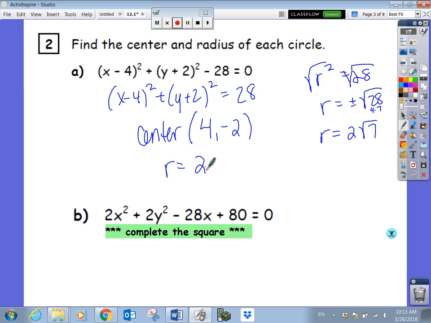You always have to simplify. Always, always simplify. If that had been R equals the square root of 30, then it would have just stayed the square root of 30, because that can't be simplified. If it can be simplified, you must do so.